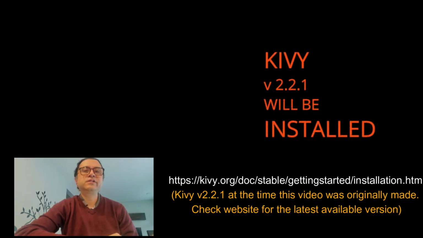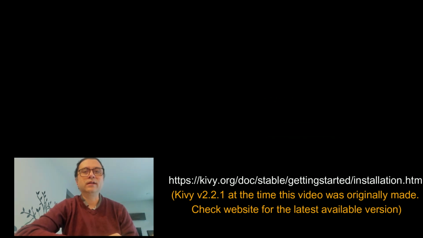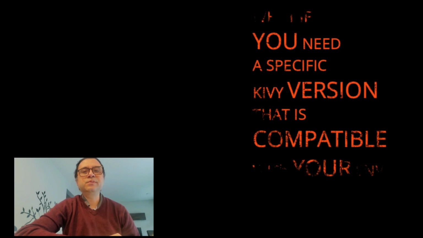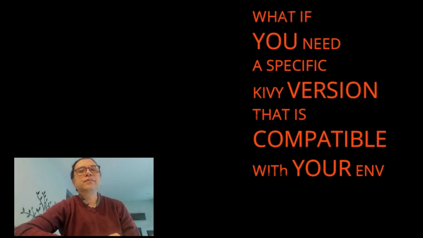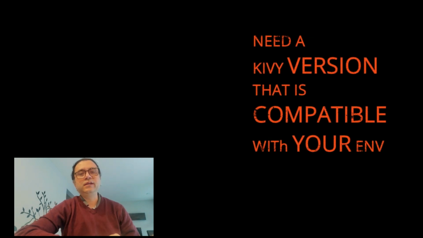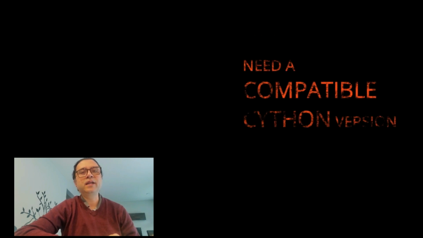As on date, if you install KIVY from a precompiled wheel from the official website, you will get version 2.2.1, but you may need a specific KIVY version that works for your code, and it may not be the latest one. For the KIVY version you need, you also have to ensure that you're installing a compatible version of Python.